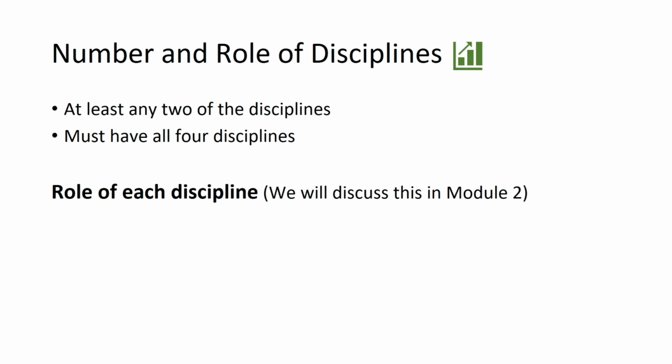So how many disciplines you need to integrate is not the question. The question should be looked at as a whole package, along with the other factors that you have. So we support that meaningful integrated STEM is more important than the number of disciplines that you integrate. As for the role of each discipline, we will have an extensive introduction in module 2. So just stay tuned.